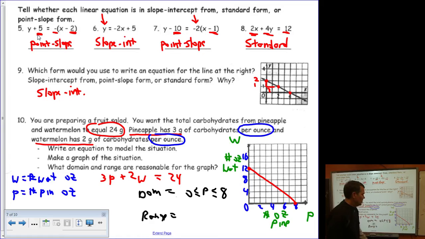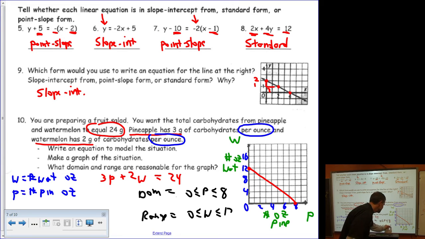The range would be all the possible y values, and they, of course, would go from 12 is the most, and you can't have negatives, so 0 would be the least. So the watermelon would go from 0 to 12. And we're done with that one.